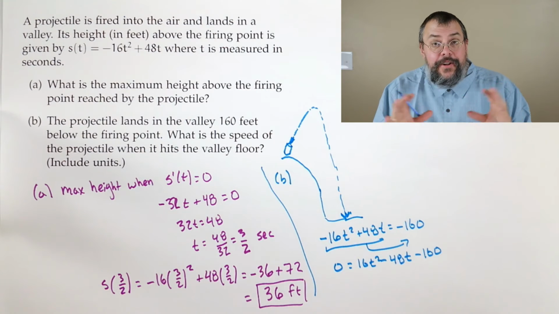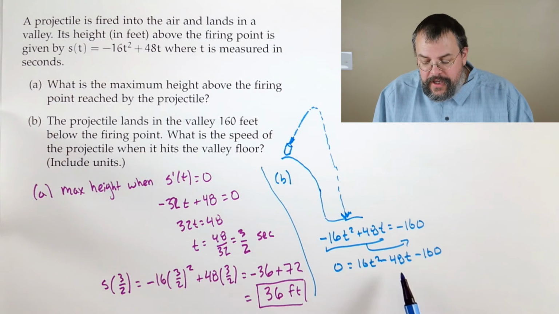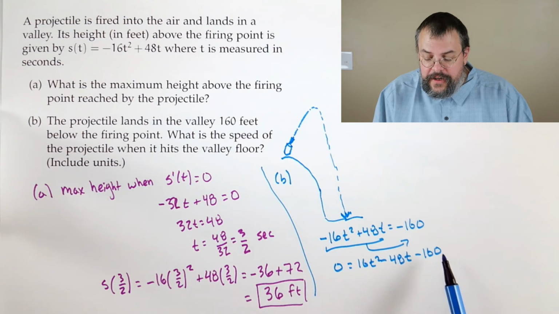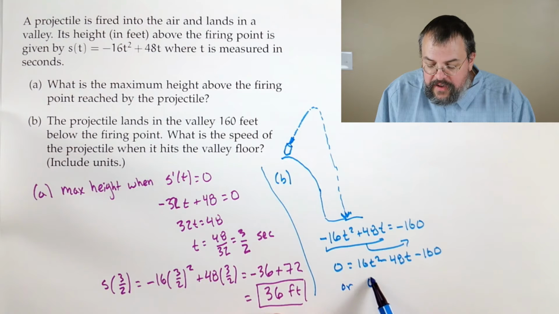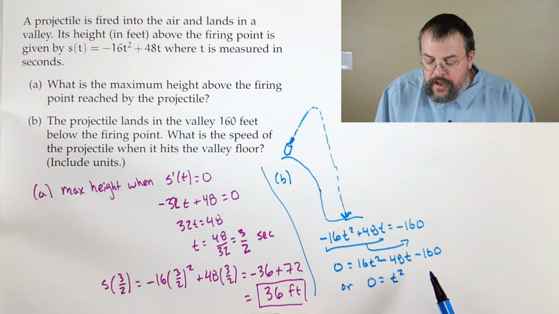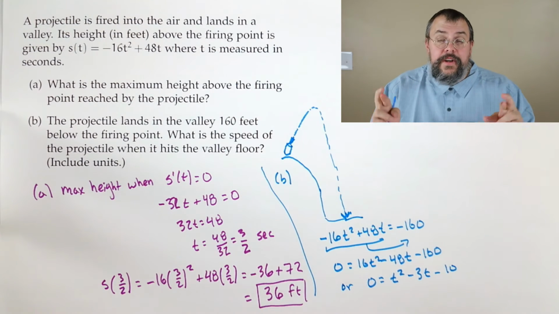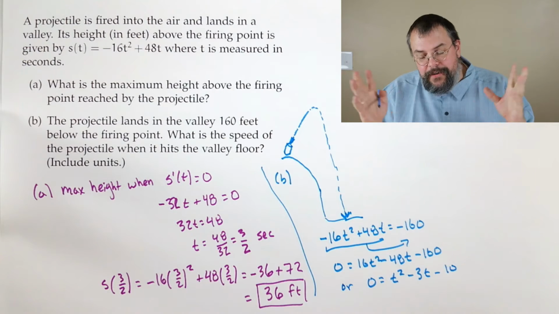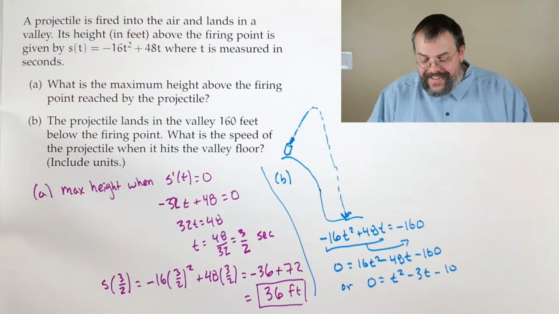Well, all these terms are divisible by 16. Certainly 16 is. 48, that's 3 times 16, and 160 is 10 times 16. So we divide by 16, you get t squared minus 3t, and then minus 10. So, fingers crossed, it's going to factor. And of course, surprise, surprise, it does. It's actually not a surprise that it does.